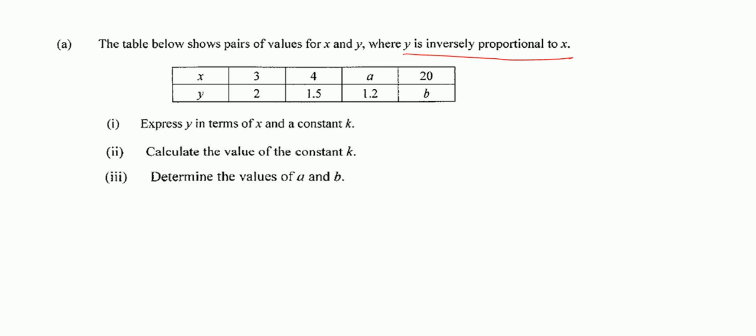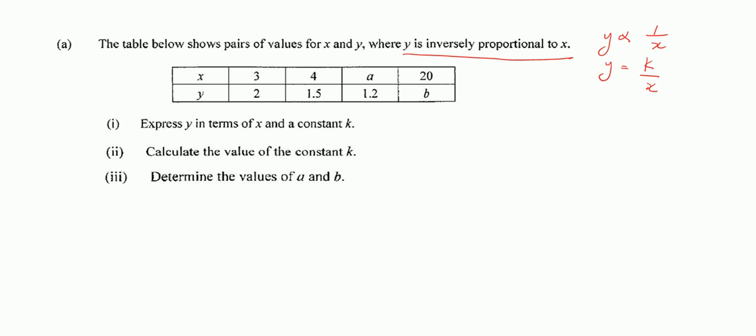Whenever I give you a question like this and they say y is inversely proportional to x, what they're saying is that y is proportional to 1 over x. This sign here is called a proportional sign. If we want to remove the proportional sign, we replace it with an equal sign, but we must include a constant. So it'll be y is equal to k over x. That is the answer for the first part, where we express y in terms of x and a constant.